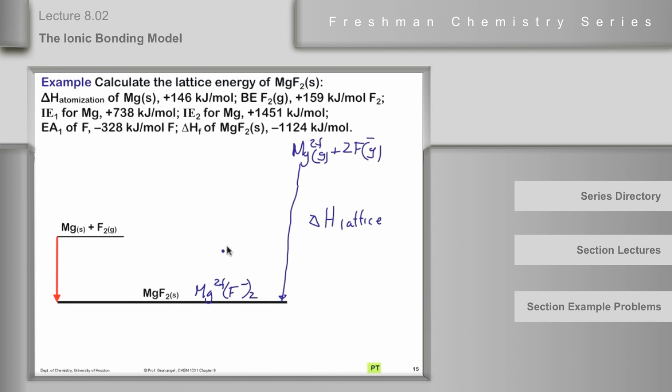So what we need to do to make our cycle is to figure out how we can get from magnesium in the elemental form, magnesium solid, up to magnesium 2+, and diatomic fluorine to F-, fluoride ion. That's the essence of making the cycle here. All right? So let's go through the steps, keeping in mind that the last thing we have in the cycle before coming back around to complete the cycle has to be Mg2+ in the gas phase and 2F- in the gas phase. Everybody comfortable with that idea?